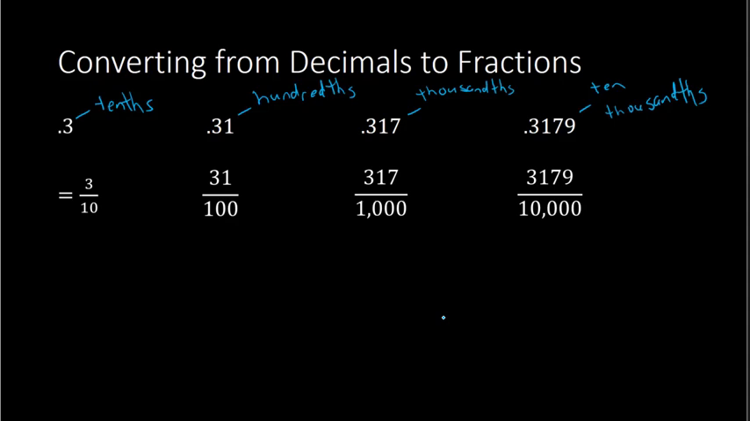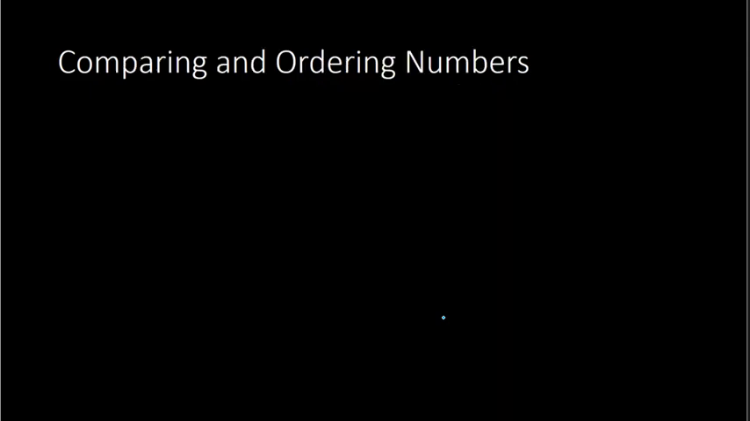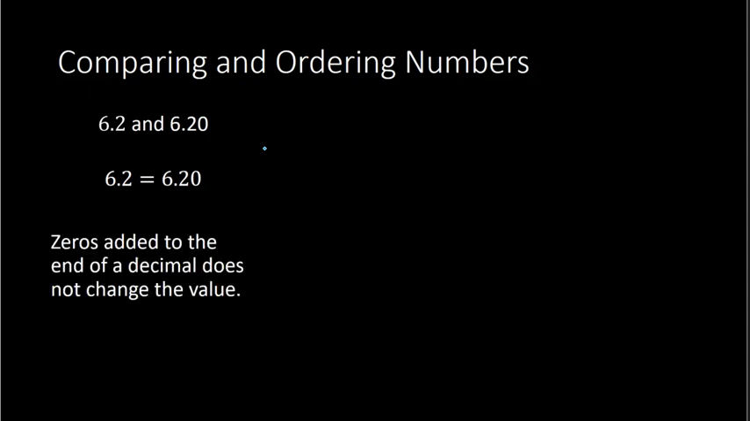Now let's work on comparing and ordering numbers. So here we have 6.2 and 6.20. So these at first glance might look to be different numbers, but in reality, these are the same thing. The zeros at the end do not change the number when you're dealing with decimals. All right, we can prove that because if you just look at the decimal part, so we're looking at the 0.2 and 0.20.